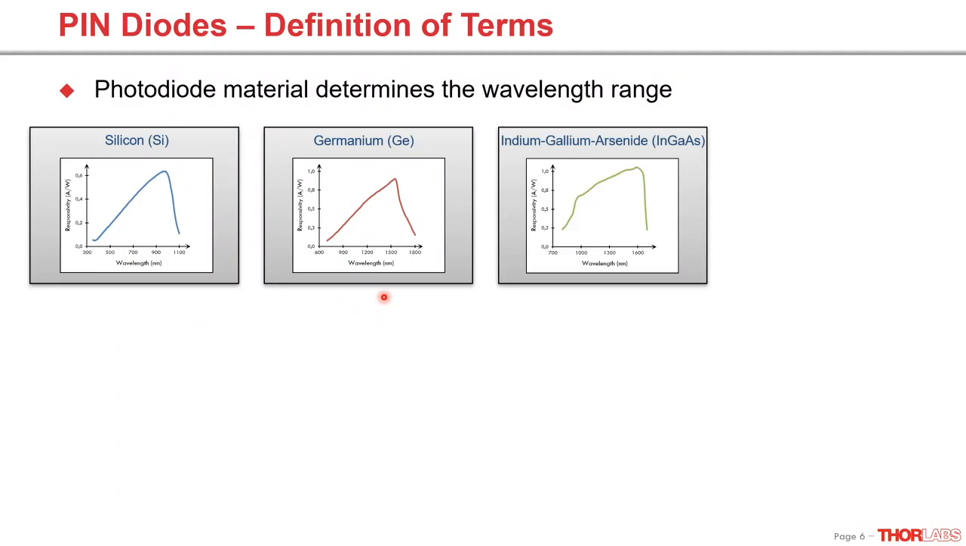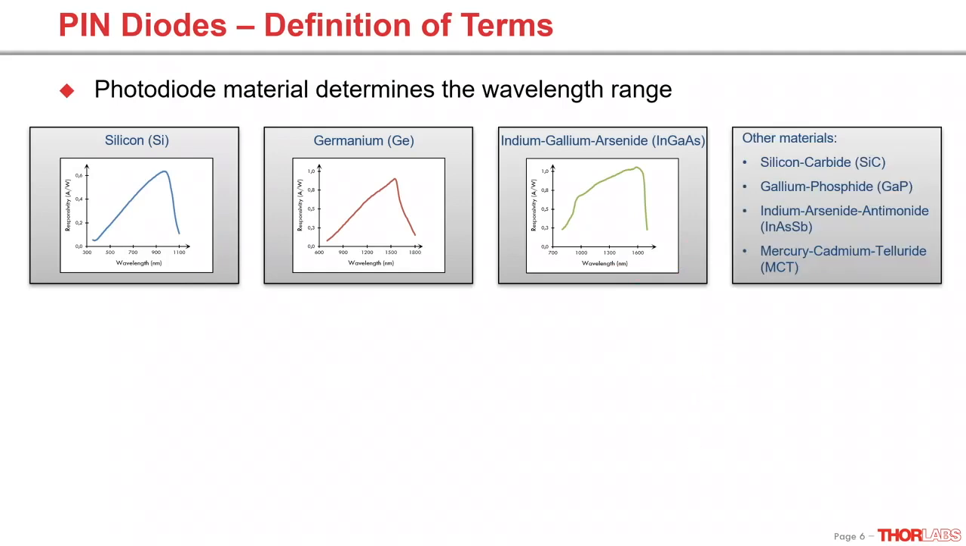For telecom wavelengths ranging from 1310 to 1550 nanometers, germanium or indium gallium arsenide diodes can be used. The indium gallium arsenide diodes are also available with an extended version up to 2.5 micrometers. Other materials are silicon carbide and gallium phosphide for the UV, and indium arsenide antimonide or mercury cadmium telluride for the infrared up to more than 10 micrometers.